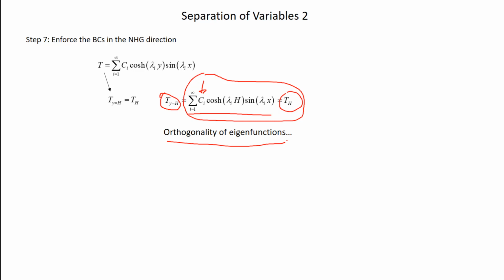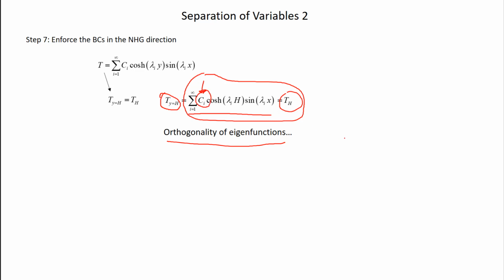We made a big deal about the fact that we had to do this in a certain way. We had to identify which direction was our homogeneous direction. We had to make sure that in the homogeneous direction we had a certain ODE, and the solution to that ODE gave us some eigenfunctions and some eigenvalues. Here's where all that work pays off, because those eigenfunctions have a characteristic of orthogonality that makes it possible for us to evaluate each of these constants.